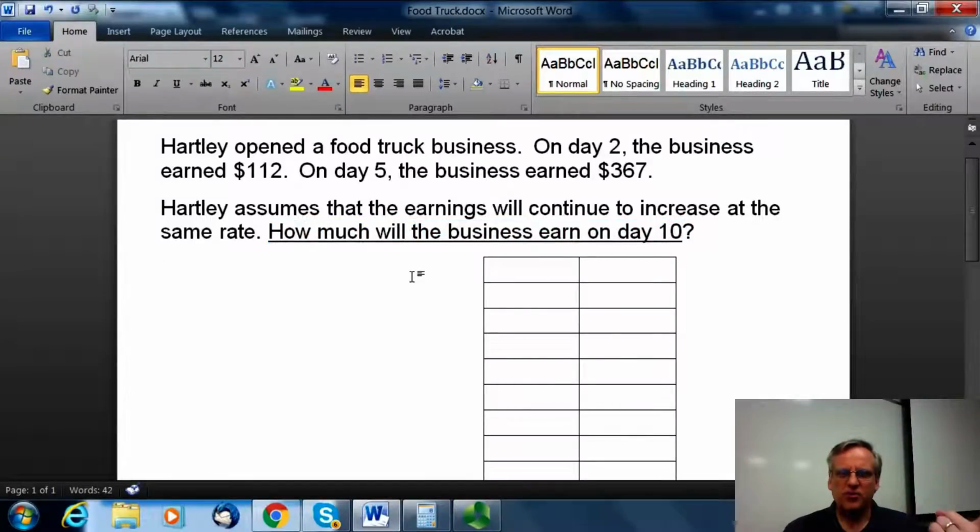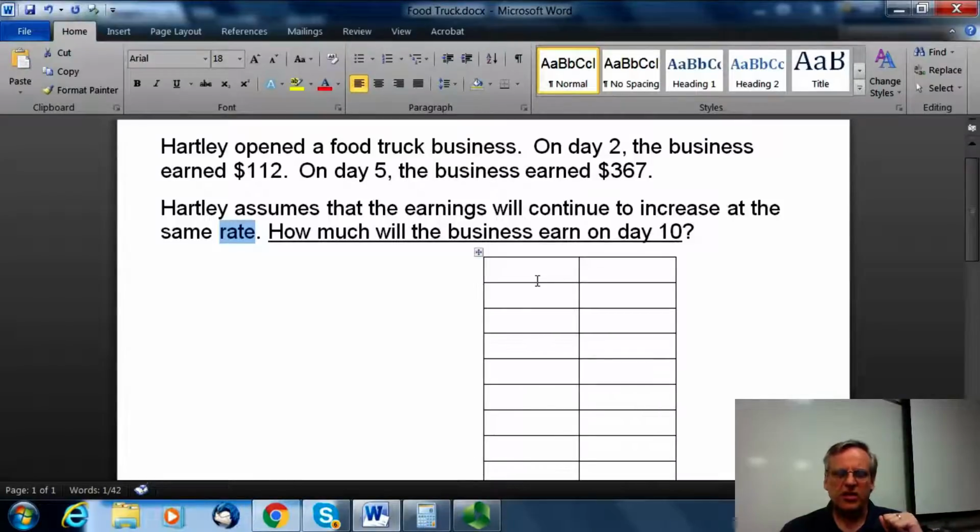So let's see, food truck business, we know day 2 sales, we know day 5 sales. He's assuming earnings will continue at the same rate. That's a little bit of a clue there about what we might want to do. So the strategy that I think would be effective to use with our students here is to use a table.